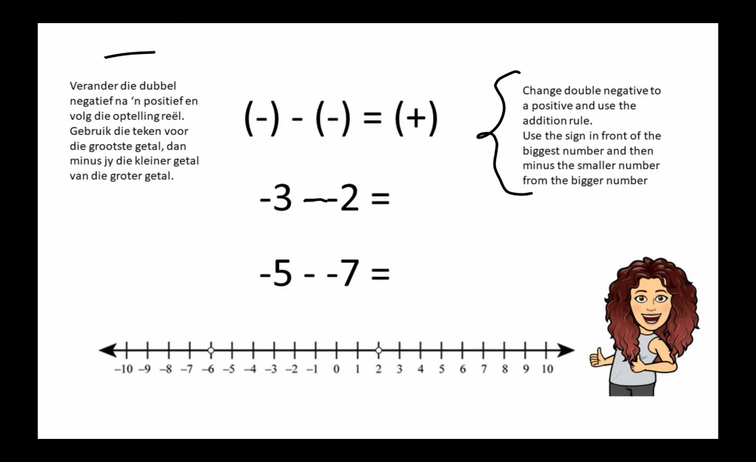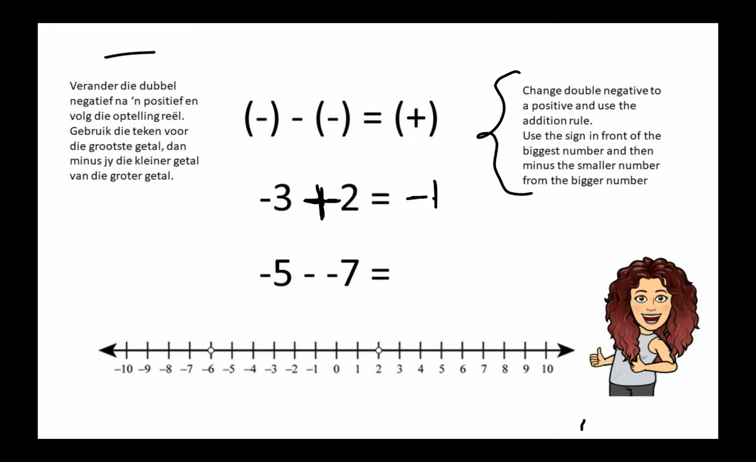Now, I always tell my kids, when you make it a positive, go over both minus signs, both negative signs, so you don't see them anymore, and so they don't confuse you. And then you're going to follow the plus rule that we've learned in the previous video. So in this case, the 3 side is bigger, so my negative side is bigger. So my answer will be negative, and 3 minus 2 will give me 1.